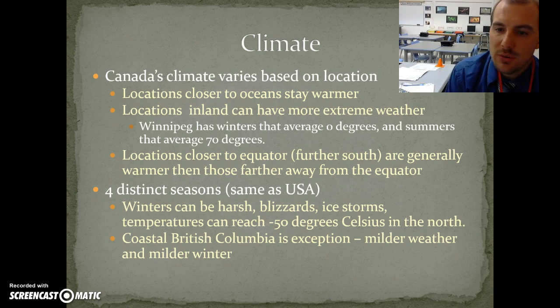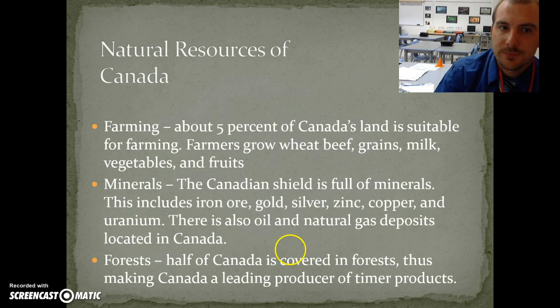Obviously, parts near the coast can be warmer, and their weather can be very similar to ours. Natural resources. Like we said, only 5% of Canada's land you can even farm. But what do farmers grow in Canada? They grow wheat, beef, grains, milk, vegetables, and fruits. What minerals do they have?